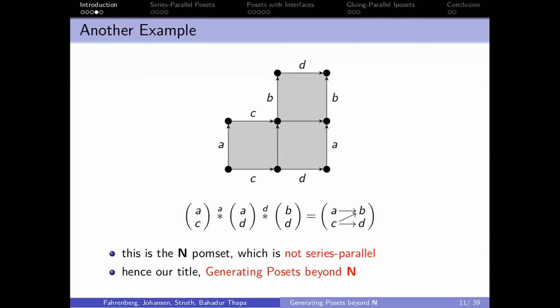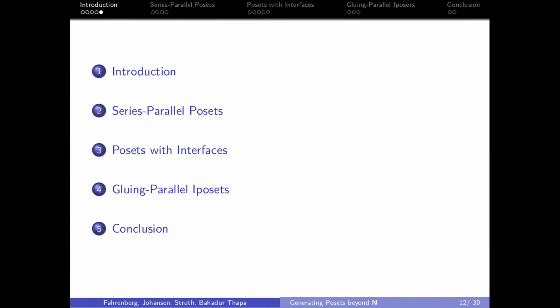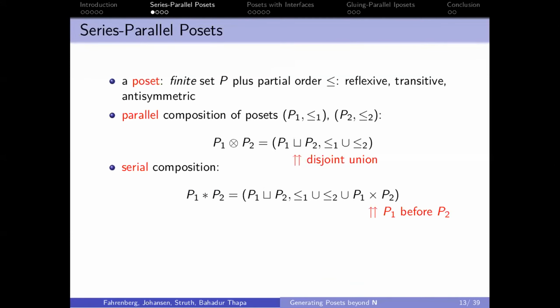So executions of higher dimensional automata go beyond series parallel Posets, which is the motivation for the title of our paper, Generating Posets Beyond N. So here is the paper. You've seen the introduction. I will talk a bit about series parallel Posets as a background, and then I will introduce the contributions of the paper, which are Posets with interfaces and gluing operation on them and gluing parallel Posets with interfaces. So let's get started with the series parallel Posets.